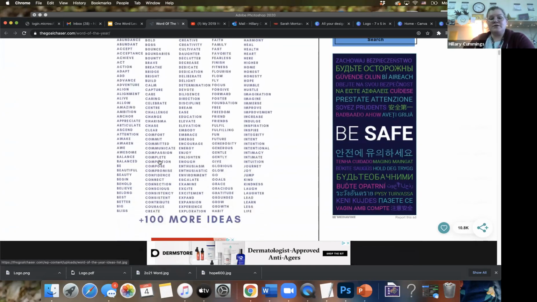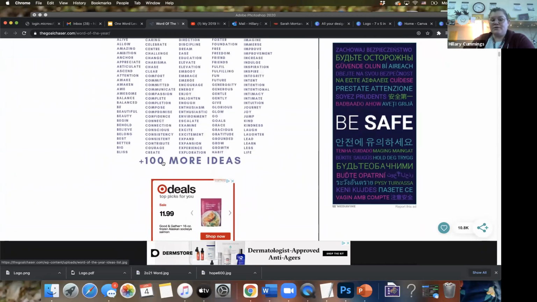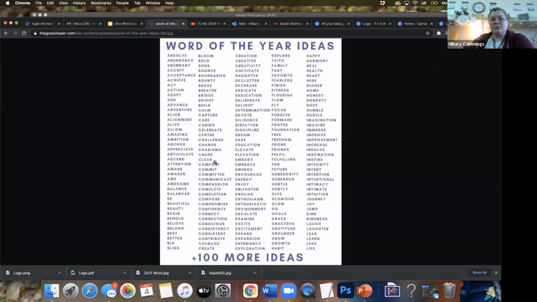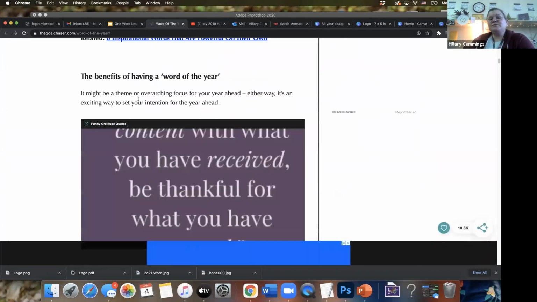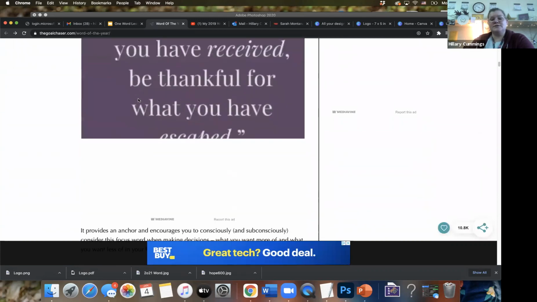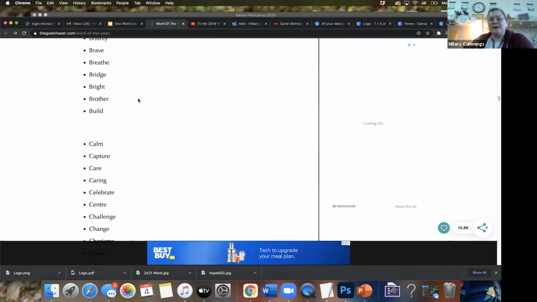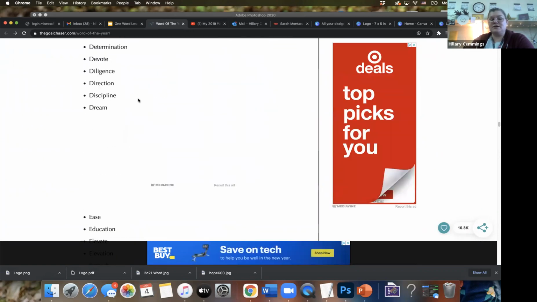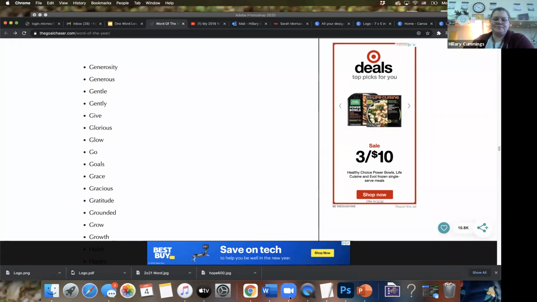And so this article also has some ideas of some possible word of the years that might work for you. Plus it has 100 more ideas. So you can click on that and read different ideas here, and then read this whole article. This is a really helpful article that will talk to you a little bit about different words, and then it gives you also some lists, some things that maybe you want to start with.